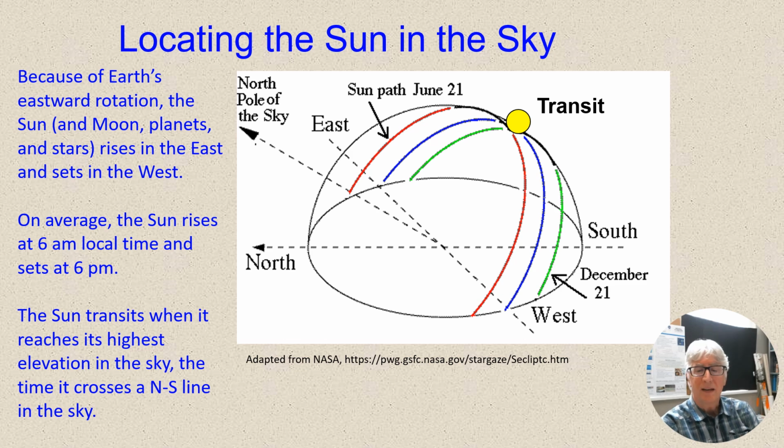Because of the Earth's eastward rotation, the sun and the planets, the moon, the stars, all rise in the east and set in the west. And on average then, the sun rises at 6 a.m. and sets at 6 p.m. When the sun is halfway between rising and setting, it's at its highest elevation in the sky. It crosses a north-south line we call a meridian, and this is called a transit. So the sun at its highest point in the sky is a transit.